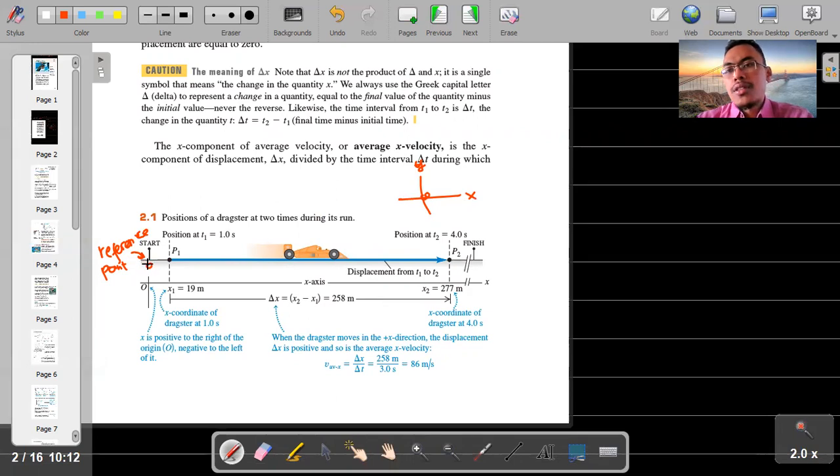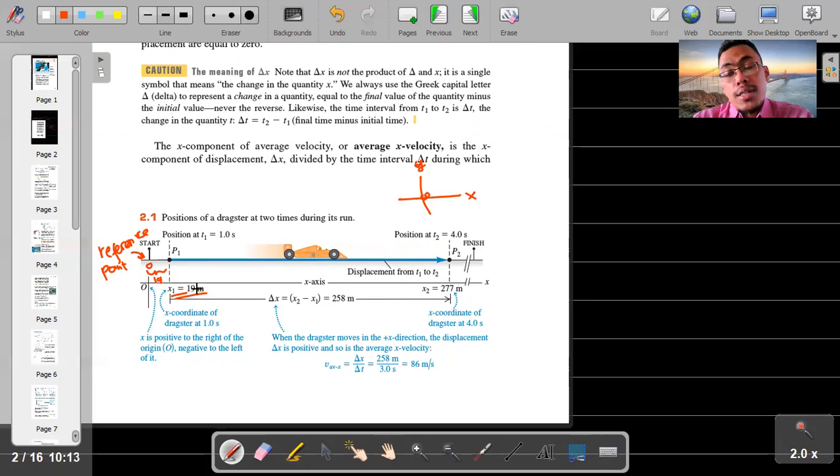And the car moves from point P1 to point P2, and point P1 is 19 meters at the right side of the reference point. So this is the reference point, and the displacement from 0 to P1 is 19, which is x1. So x1 is 19 meters.